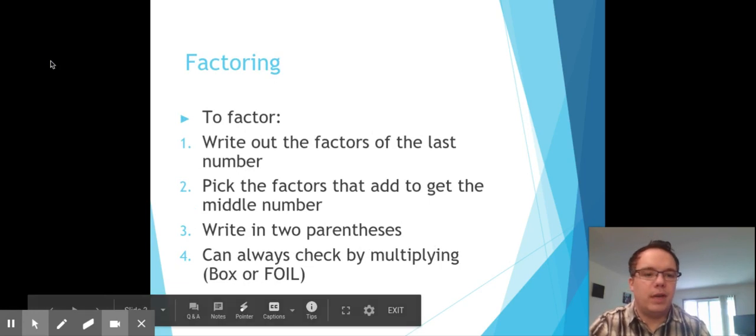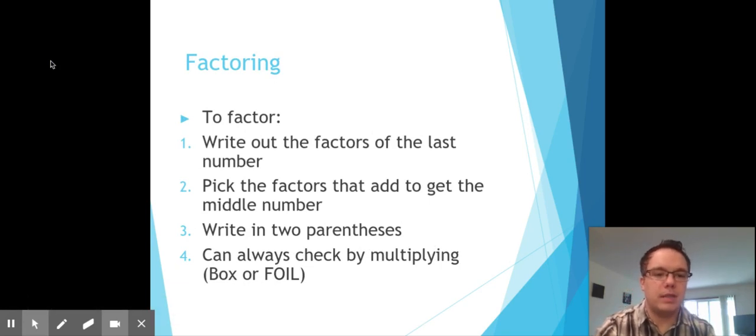So here are the steps we are going to use to factor. Again, I'm going to pause here so you can write this in your notebook. Hit play when you are ready.